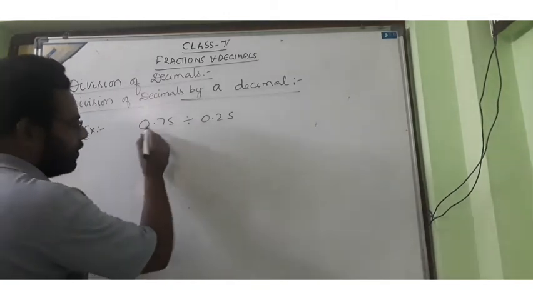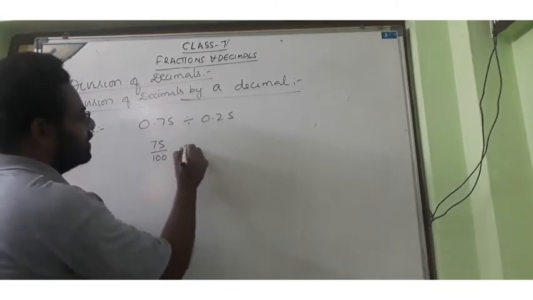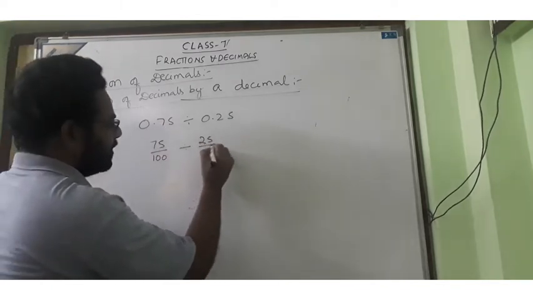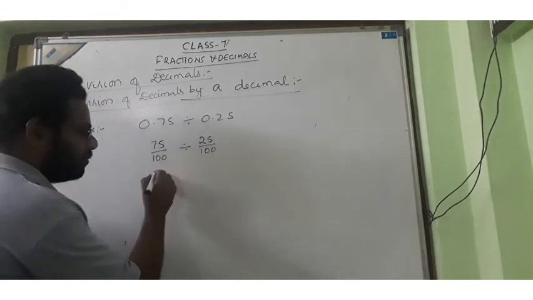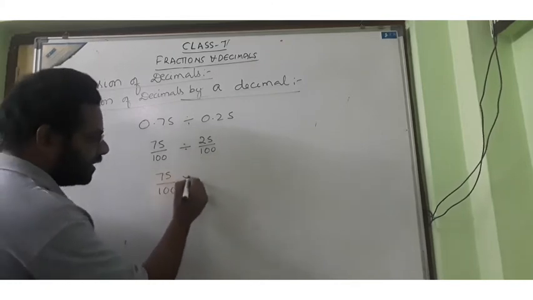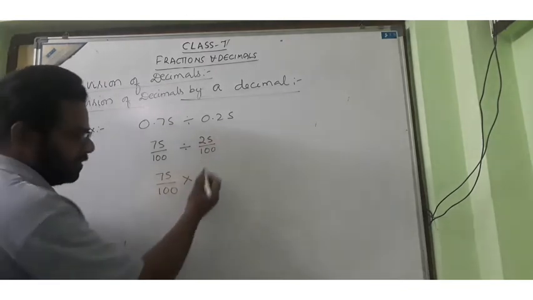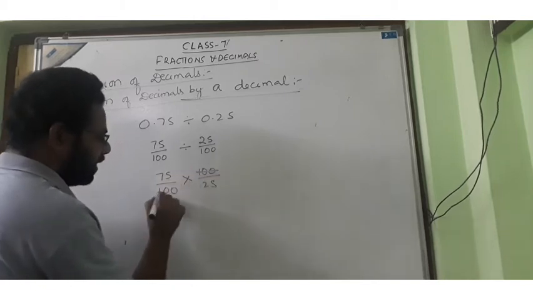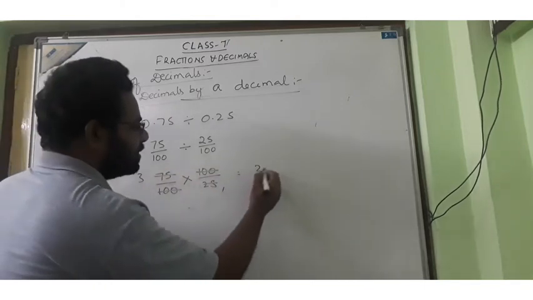Basically what we will do, 0.75 can be written as 75 by 100, because after the decimal 2 digits are there. 0.25 means this is also 25 by 100. This is divided by. In the division of two fractions, always remember, the first fraction you write as it is, the second fraction division will be converted into multiplication, and the fraction will be inverted, that means the reciprocal of the given fraction: 100 by 25. 100 1 ja 100, 25 1 ja 25, 25 3 ja 75. So finally the answer is equal to 3.